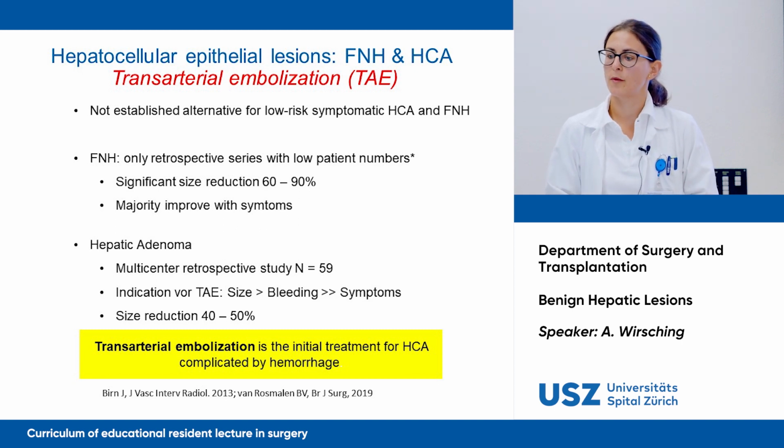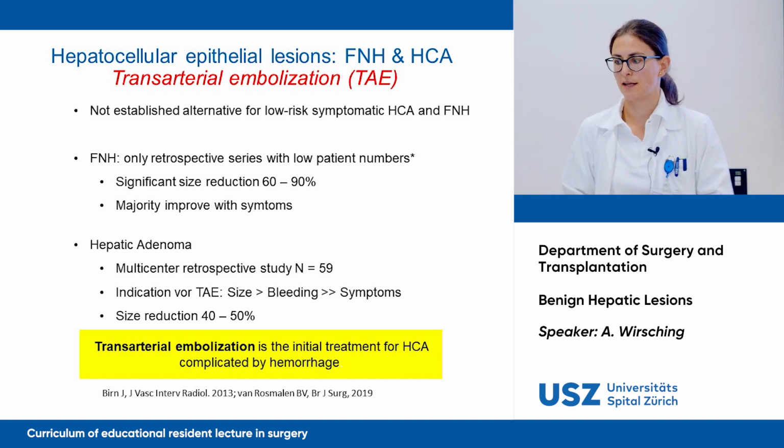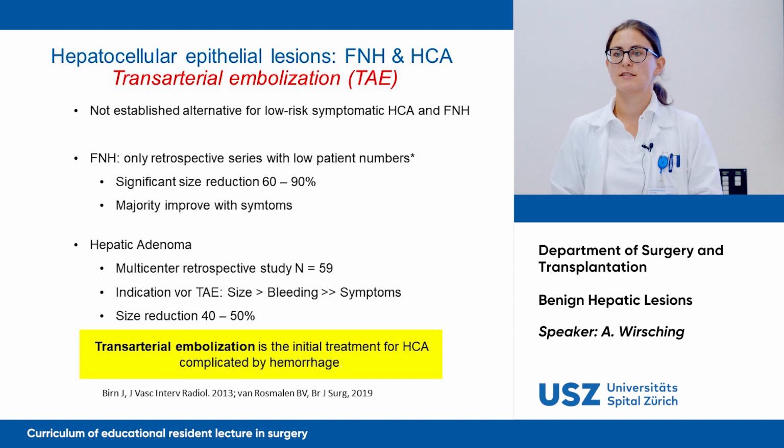And for hepatic adenoma, there are also some retrospective multicentric studies. One of them I show here. Transarterial embolization has been done primarily for size, sometimes for bleeding, less so for symptoms, and there is a size reduction of about 50% with hepatocellular adenoma. However, what is important: if a patient presents to the emergency department with a hemorrhage due to hepatocellular adenoma, transarterial embolization would be the first choice.